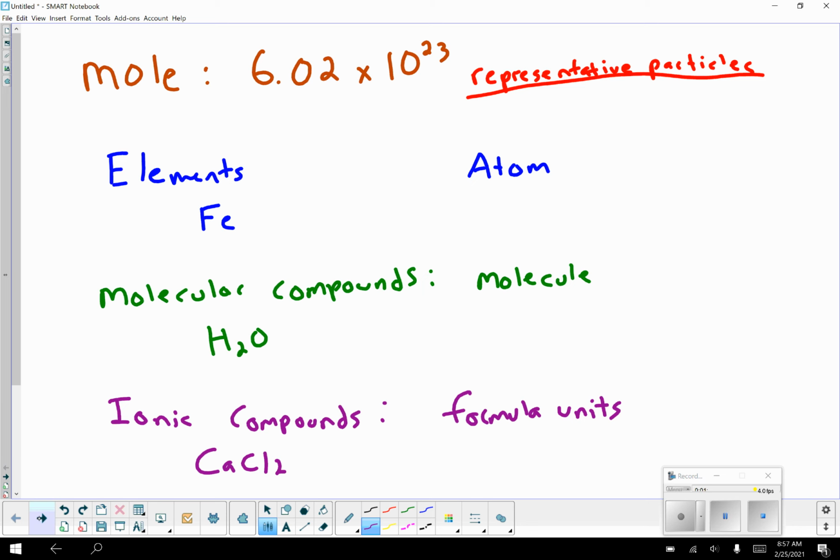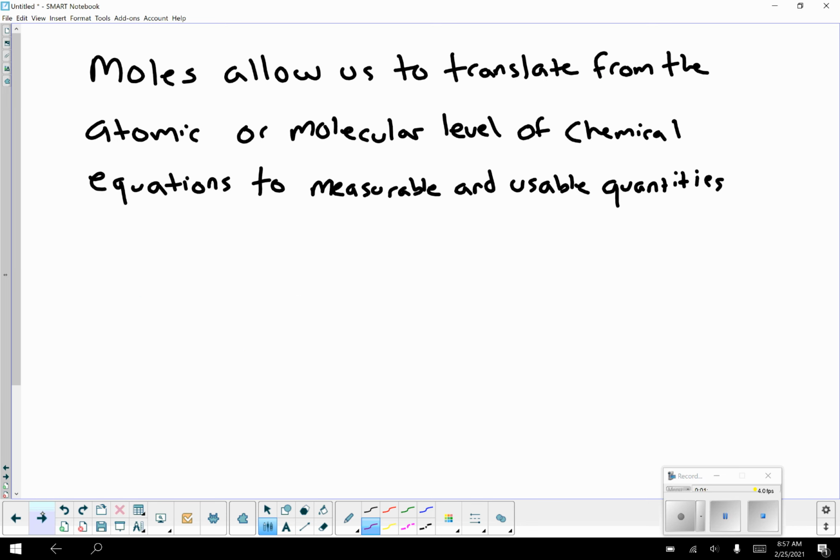This is important because any amount of actual matter that we would be manipulating or using contains a ridiculously huge amount of molecules and atoms. So we are able to translate from that atomic and molecular level to something we can measure and use fairly easily. When we write chemical equations, we write them out for individual atoms and molecules, and that's actually what's going on. But we can't work at that level. We have to work in things like grams or liters, things that are easier for us to measure.